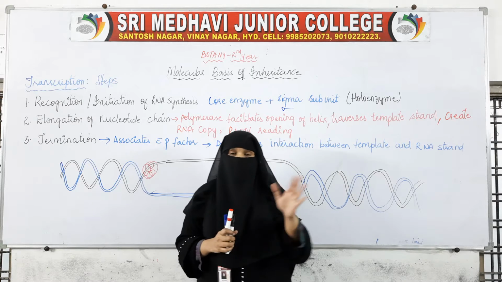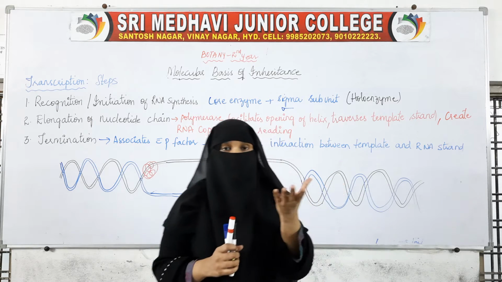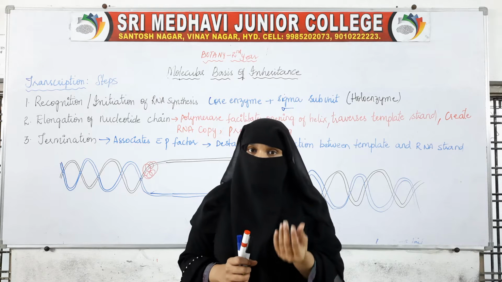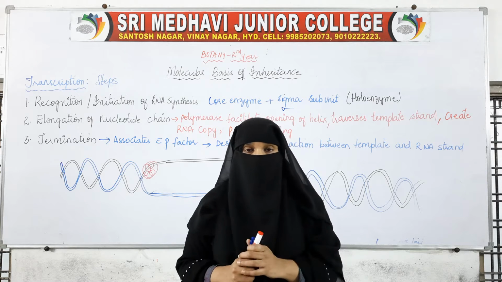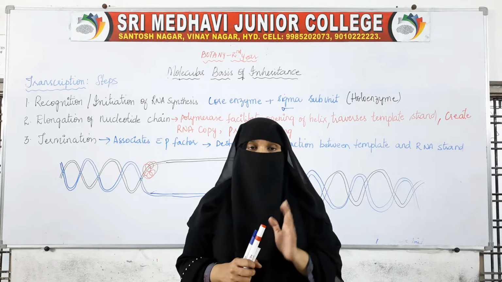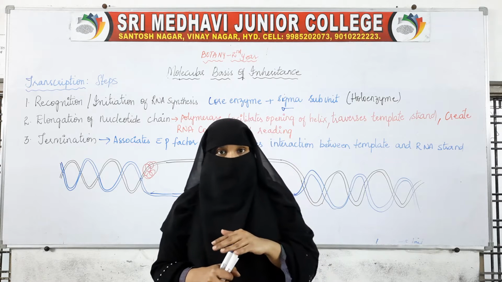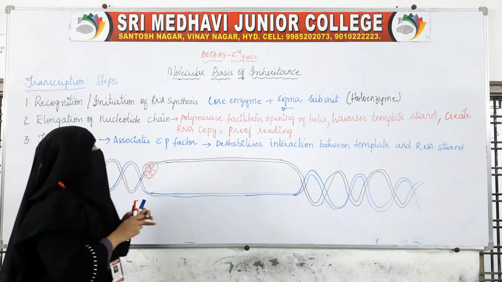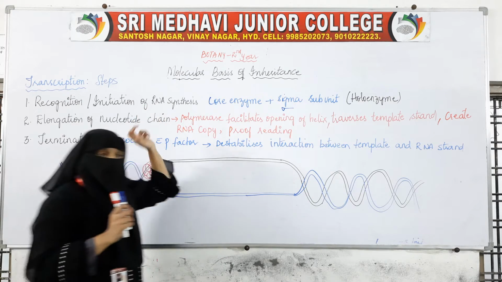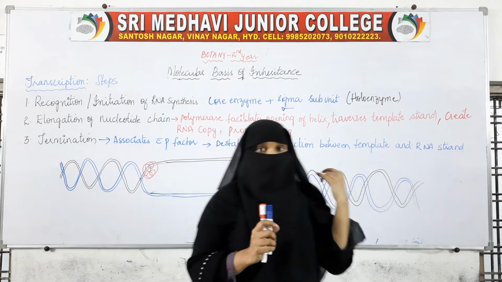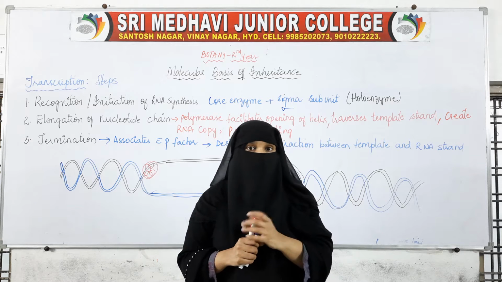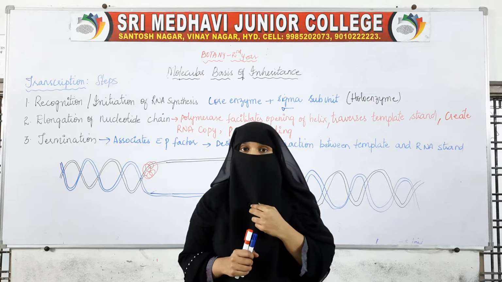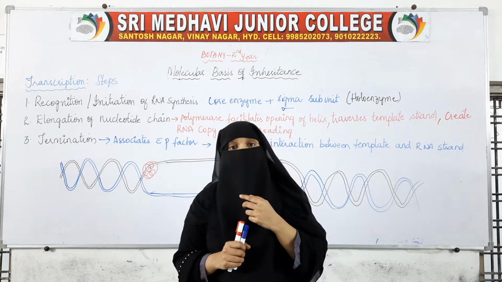We have already established the unit. What is the unit of transcription? The unit of transcription consists of a promoter, structural gene and terminator. So let us see how this process takes place. For RNA synthesis, that is the transcription process, forming RNA from a DNA, we require the enzyme RNA polymerase.